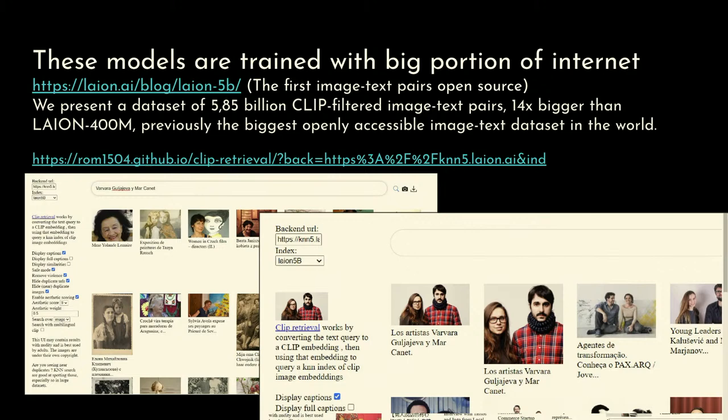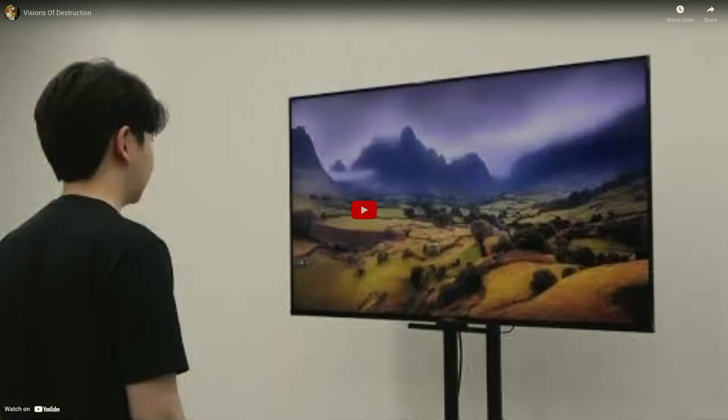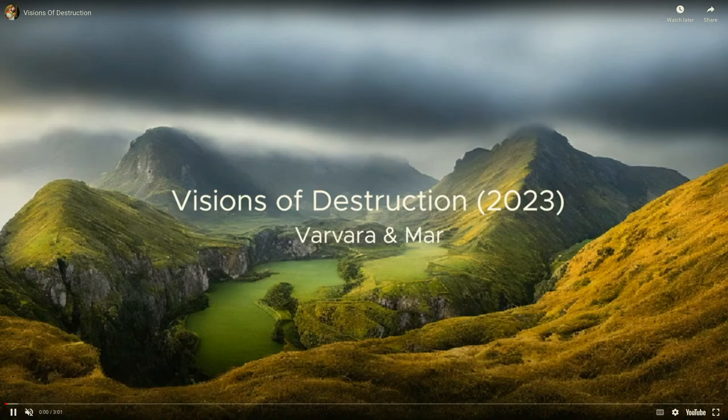So if there are so many images already, sometimes we think, why do we need to create a new one? So let's just ask what is there and how we can create new ways of exploring this vast imagery, and maybe also collaging it together in real time. So this is Vision of Destruction. And it's a short demo video where you can see what is happening.